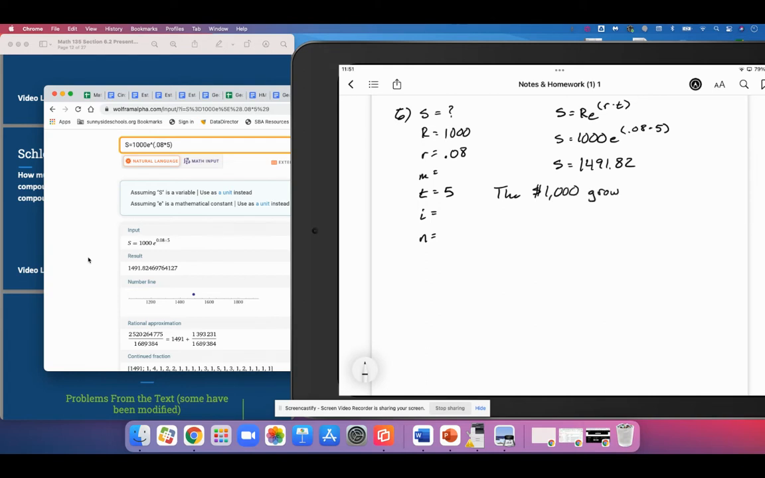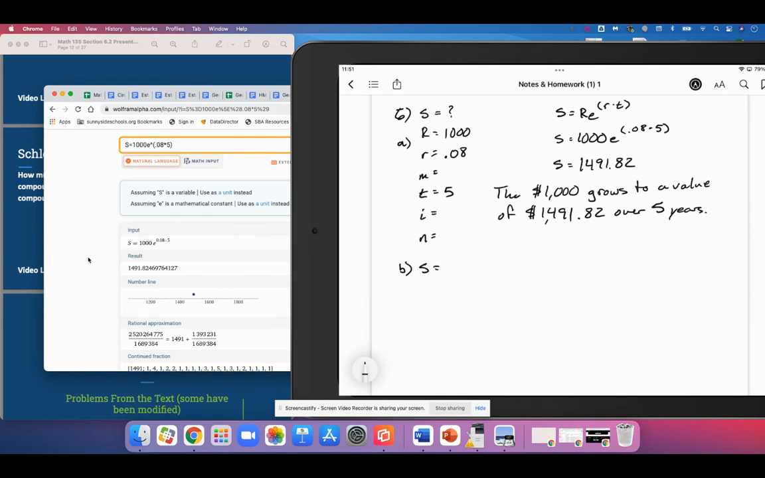So the $1,000 grows to a value of 1,491.82 over 5 years. Made about $500, nothing to sneeze at. That's for the first part. We'll call that part A. We'll call this part B.